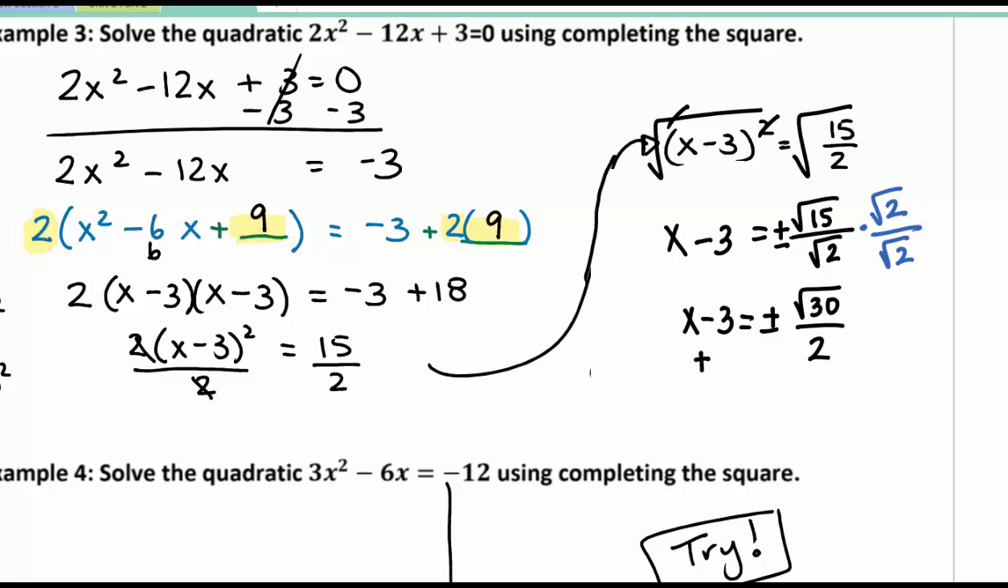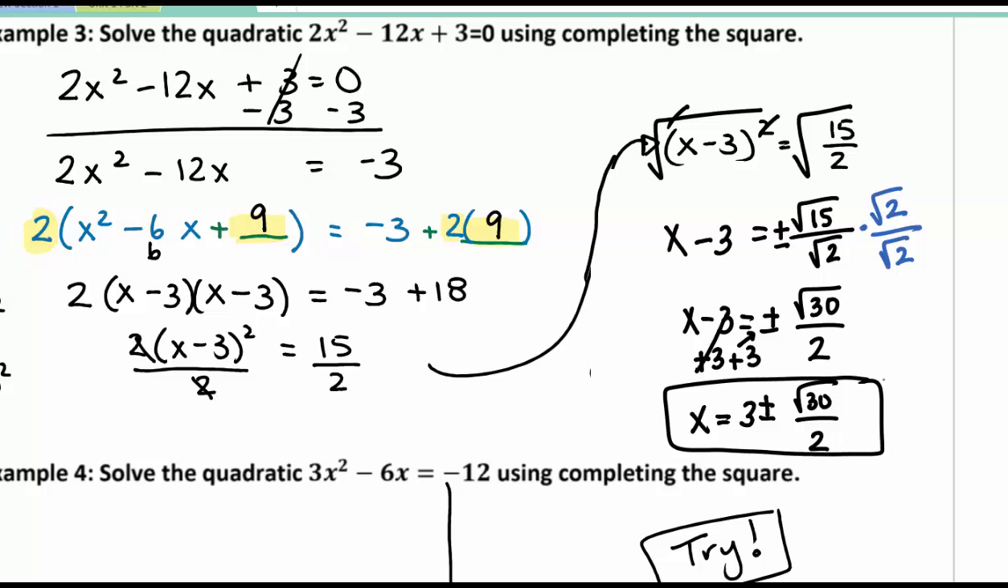So I'm going to add 3 to both sides. And remember that 3 goes right in there. So x equals 3 plus or minus square root of 30 over 2. And we can leave it just as one answer, because with the radical, we're not going to be allowed to combine that with the 3.